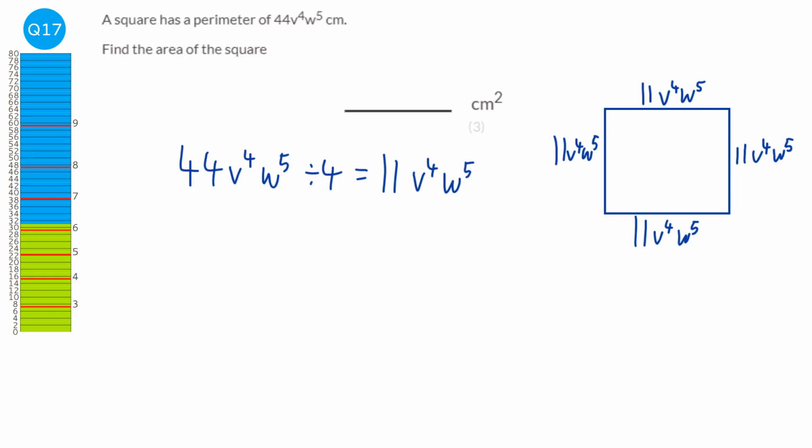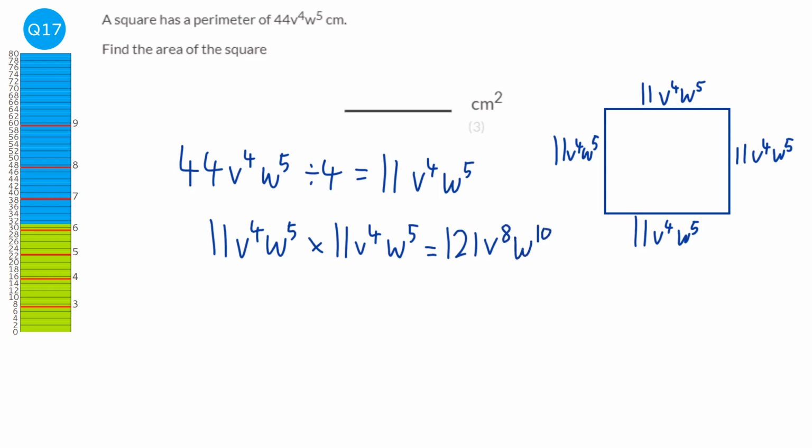And to work out what the area is, we obviously are going to square that. So we're going to do 11 v to the power 4 w to the power 5, and we're going to just times it by itself, which is what squaring means. Okay, so we're going to times the 11s together, so that's going to be 121. Going to times the v to the power 4s together, and remember with indices, if you times two powers of the same base, and they're both v, then we just add the powers together, so that'll be 8. And we're going to add the w to the power 5s together, so that makes 10. So it's 121 v to the power of 8, w to the power of 10.